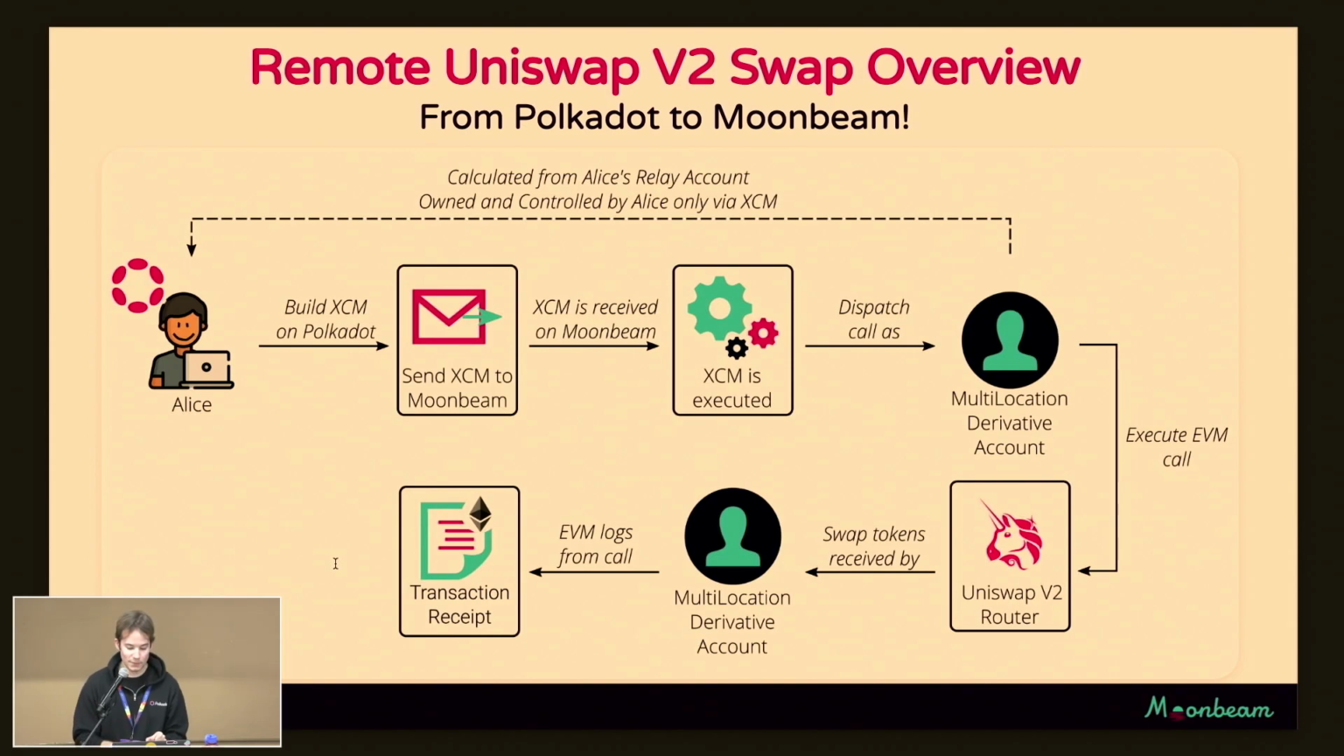So this EVM call will be executed, and we're going to have to pre-fund the multi-location derivative account with whatever funds we want to swap. We need to make sure that they're already there. And we're going to make the swap, and then, of course, whatever the outcome of the swap is, the tokens that we get will go to that multi-location derivative account.